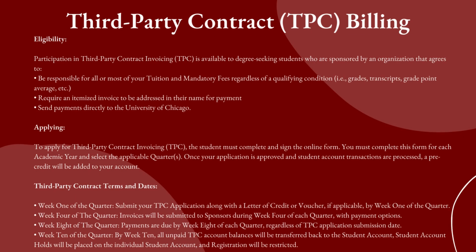Eligibility and participation in third-party contract invoicing is available to degree-seeking students who are sponsored by an organization that agrees to be responsible for all or most of your tuition and mandatory fees, regardless of qualifying conditions such as grades, transcripts, grade point average, and others. It requires an itemized invoice to be addressed in their name for payment and to send payments directly to the University of Chicago. To apply for third-party contract invoicing, the student must complete and sign the online form.